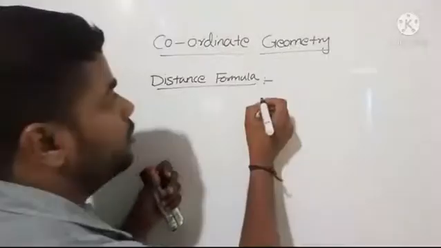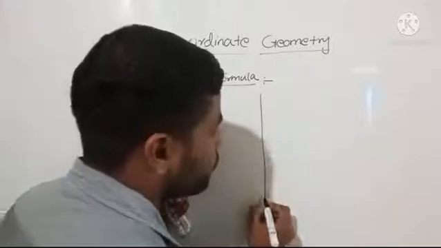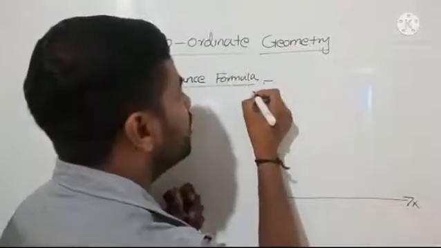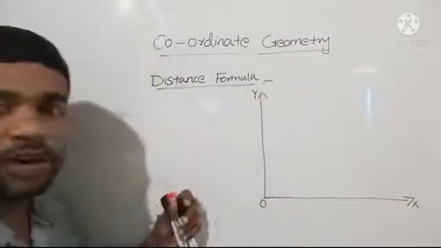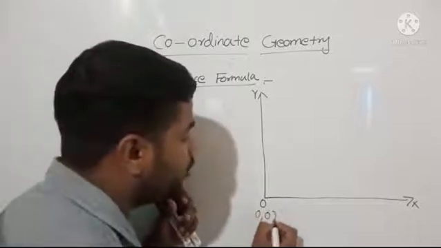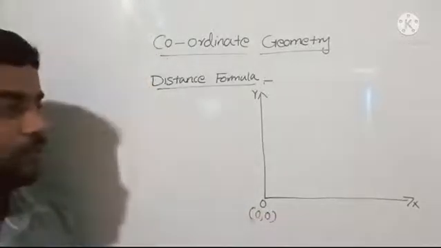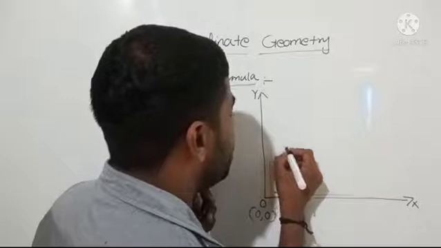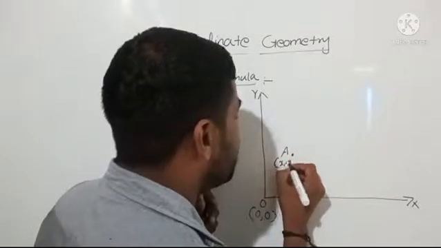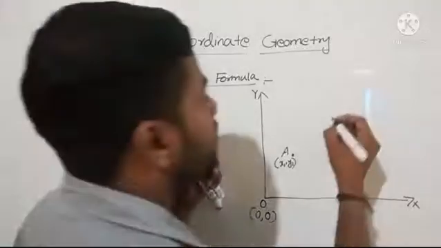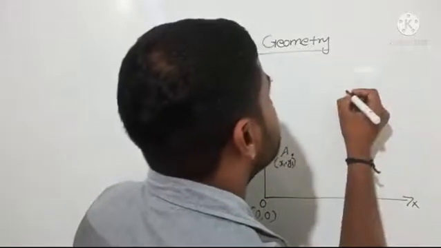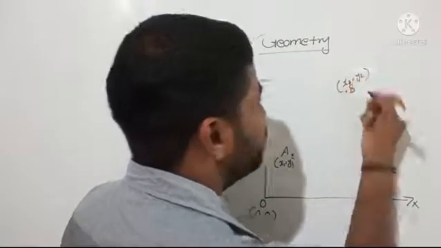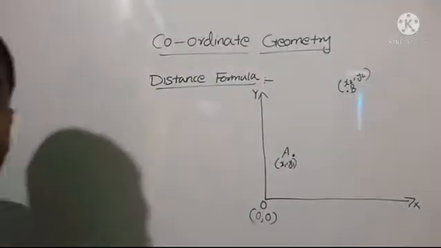Usually we know the horizontal axis is called the x-axis, and the vertical axis is called the y-axis, intersecting at the point that is the origin. The origin is usually denoted as the ordered pair 0, 0. Then I take the point A as (x1, y1), and the point B as the ordered pair (x2, y2).